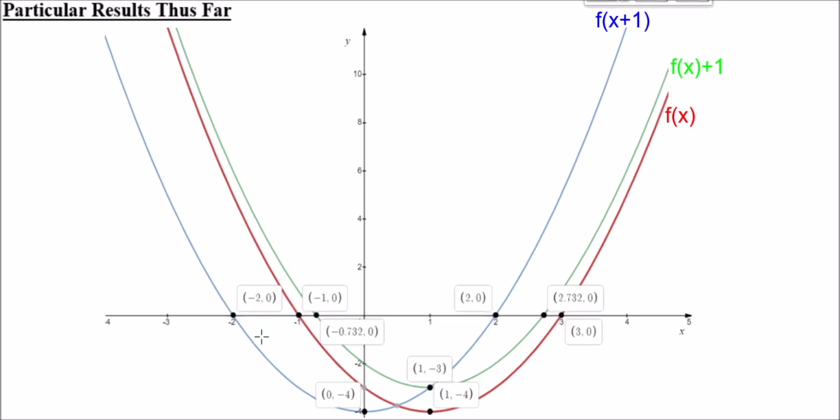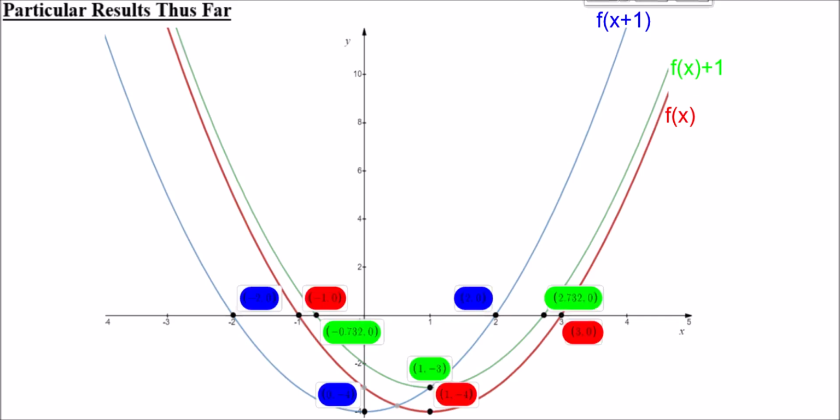So what I'm going to do now is just colour code these coordinates to each of these curves so you can see clearer. Okay, so f of x is colour coded in red, f of x plus 1 all in brackets is colour coded in blue, f of x plus 1 is colour coded in green. So you can see here, for example, f of x plus 1, the corresponding coordinates are all 1 higher than f of x. So look at the minimum here, that's 1 higher.